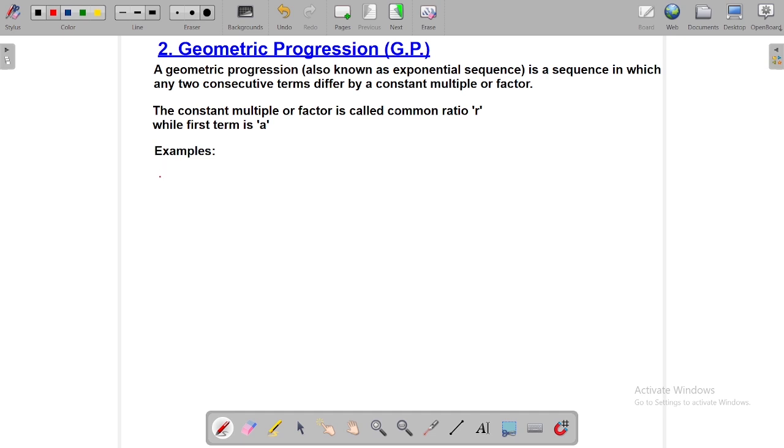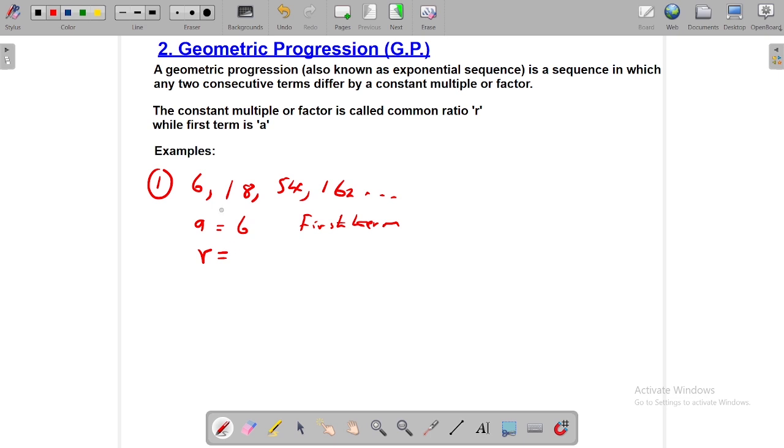Let's call this example 1. Let's say we are given 6, 18, 54, 162, and so on as a sequence. In every sequence you first locate the first term, which is already here. This is the first term, let's say A is 6. Another thing to locate: in the arithmetic progression we did last time, I told you it was the common difference designated by D. But in this case, we are no longer talking about common difference. We are talking about common ratio, because this one is increasing either by multiplication or division.